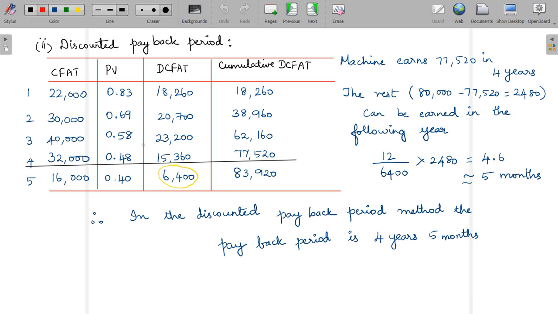So the rest of the amount is made in the fifth year. In the fifth year, the actual cash flow is 6,400. Of this 6,400, we are going to make the rest, 2,480. So 12 times 2,480 divided by 6,400, which is approximately 5 months. So according to the discounted payback period method, the payback period for this project is 4 years and 5 months.